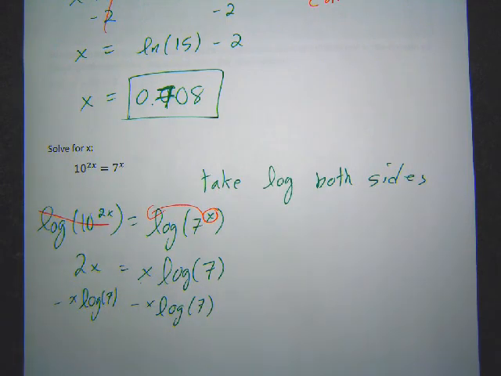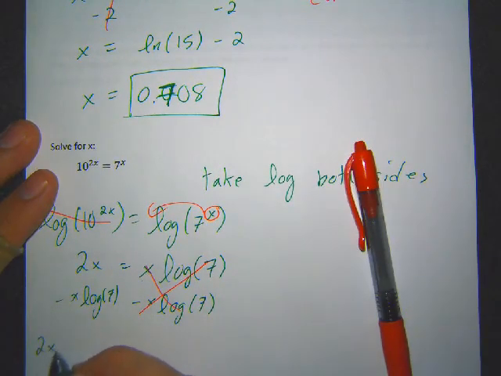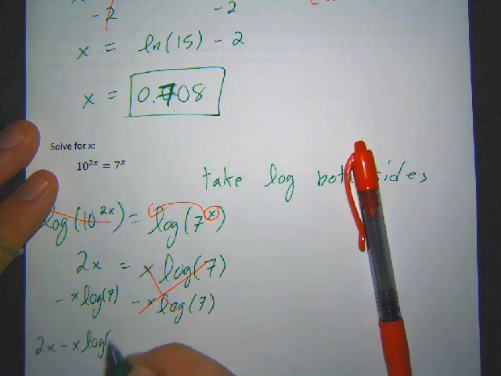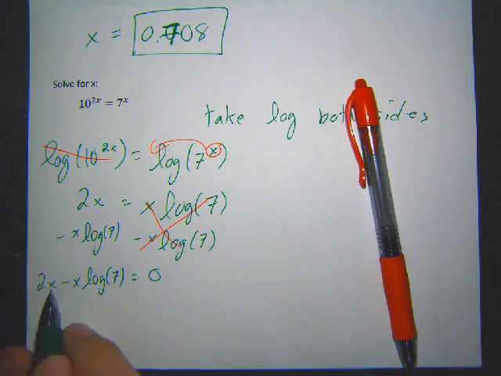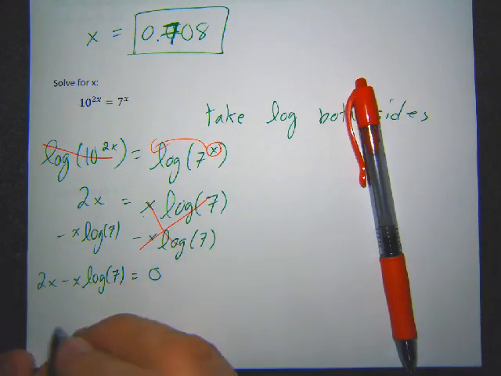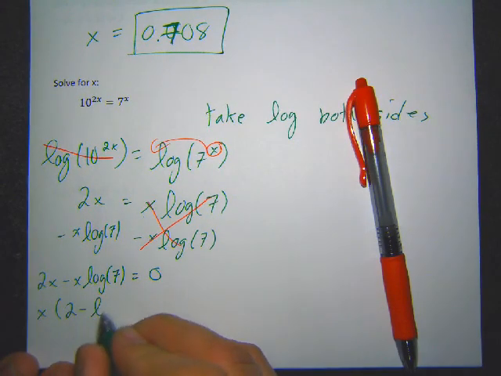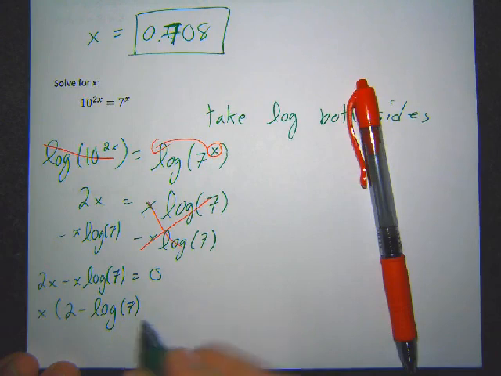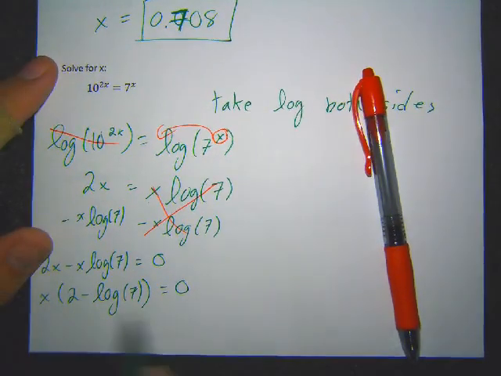Because I'm trying to get all the x's on the same side. So I get 2x minus x log base 7 equals 0, because I took away everything on that side. And now that you have all the x's on the same side, you can factor them out. I'm going to pull all the x's out as a greatest common factor, leaving behind a 2 minus log 7. So anything that's not an x got left behind. And then I just have to divide that across.